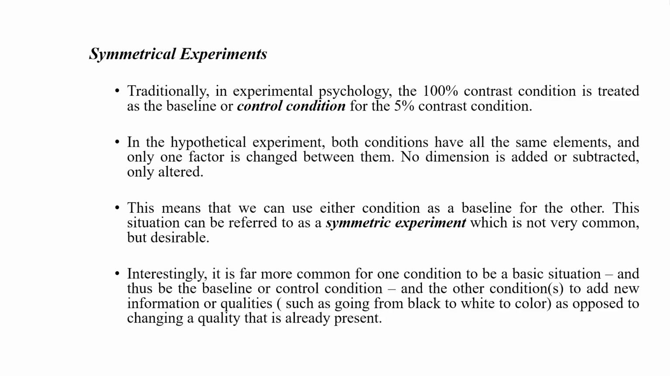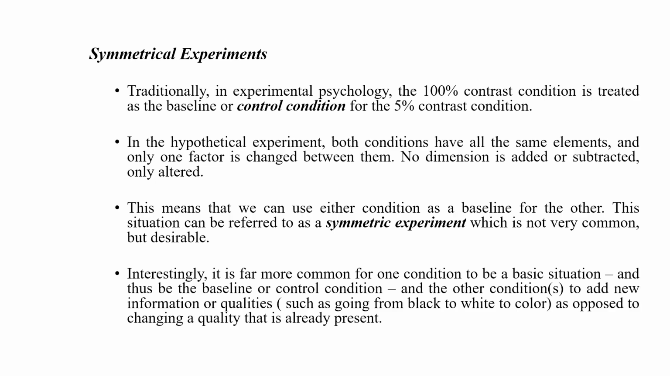This means that we can use either of the two conditions as a baseline. You can use 100% as a baseline for understanding what happens at 50% contrast, you can use 50% contrast as a baseline for what is happening at the 100% contrast condition. This is what is referred to as the symmetric experiment.